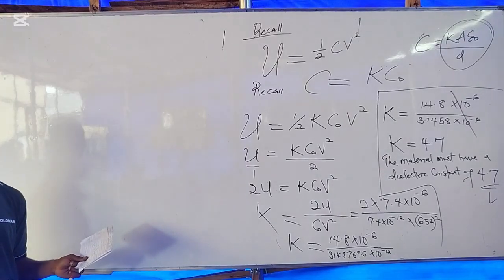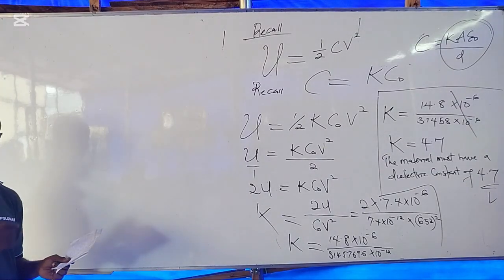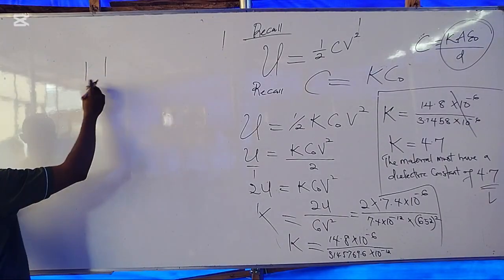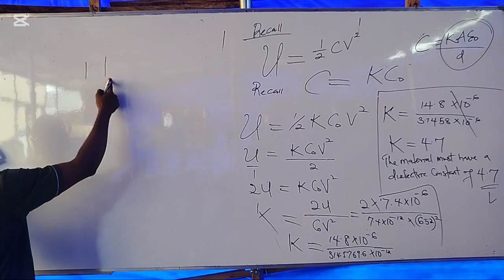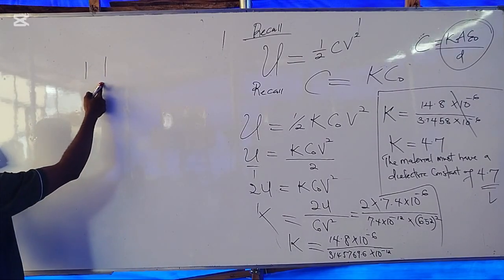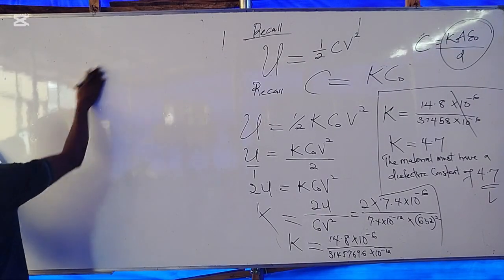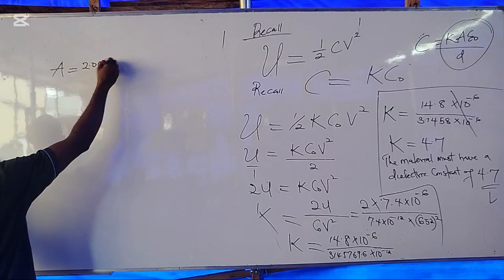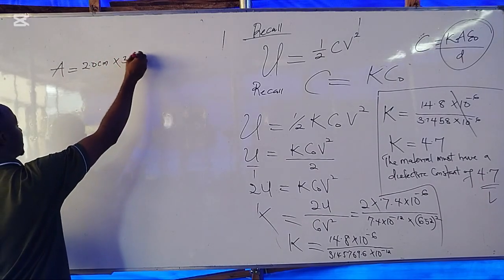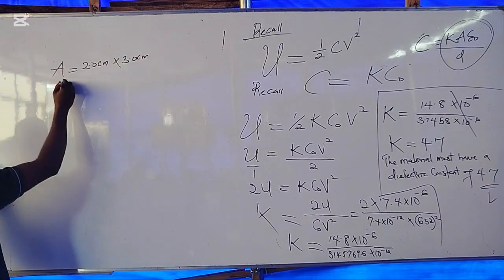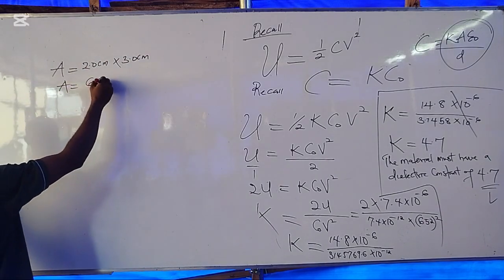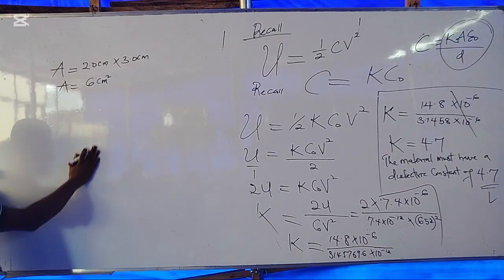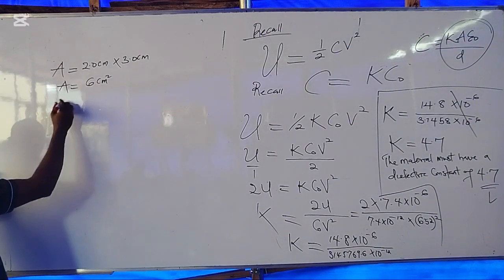Area is length times breadth. Are you following? We are told that the height is 3, the length is 2. So let's find the area. The first step is to find the area. What's our area there? 2.0 cm times 3.0 cm, and that will give us 6 cm squared, right? Are you aware? So let's convert this 6 cm squared to meter squared.